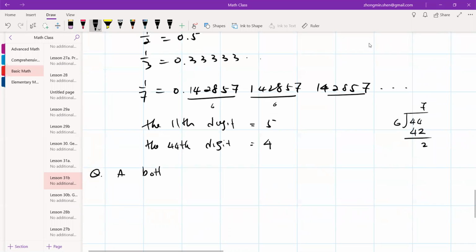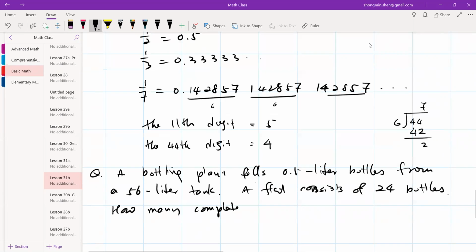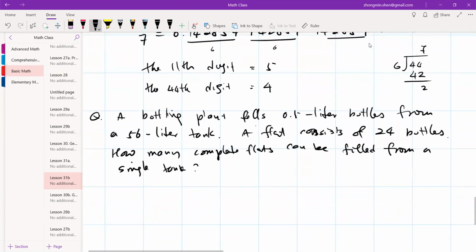Okay, so let me write: a printer fills 0.5 liter bottles from a 56 liter tank. A flat consists of 24 bottles. Okay, the question is how many complete flats can be filled from a single tank. Okay, so let's understand.